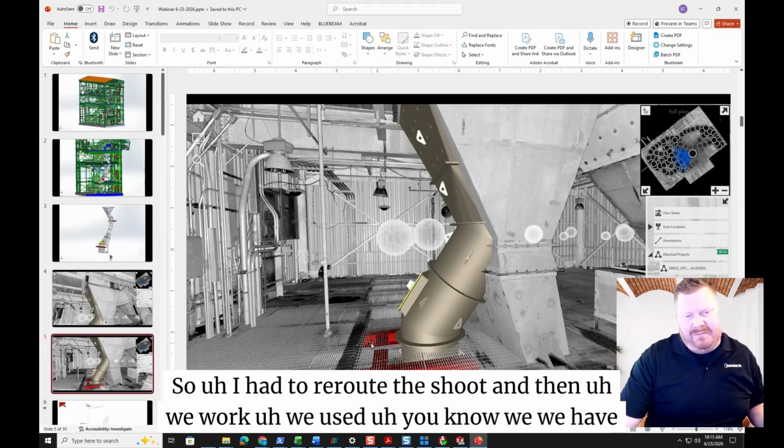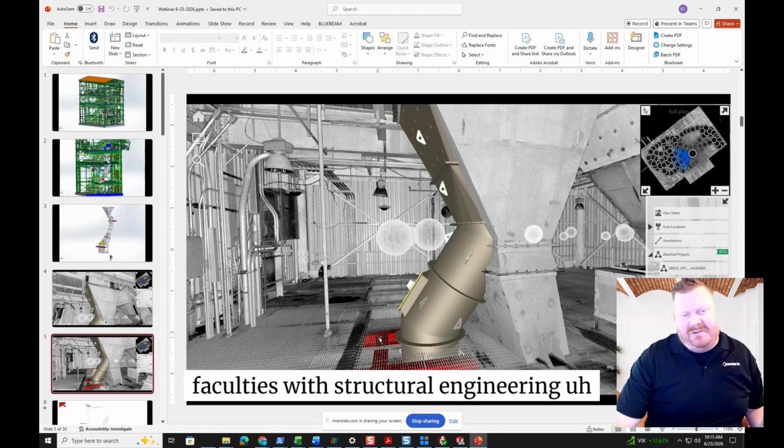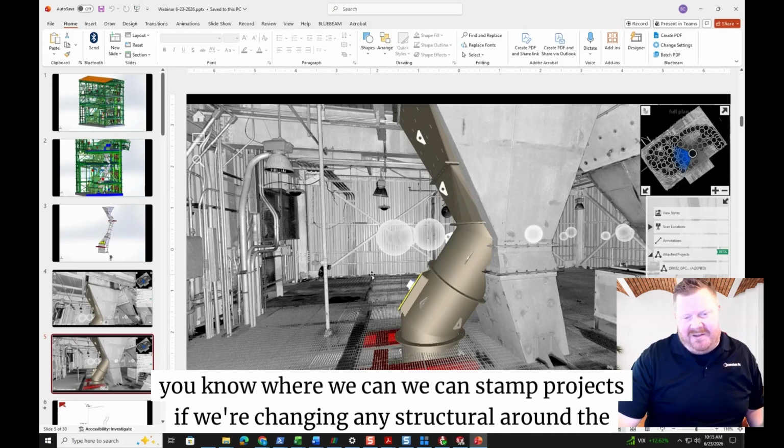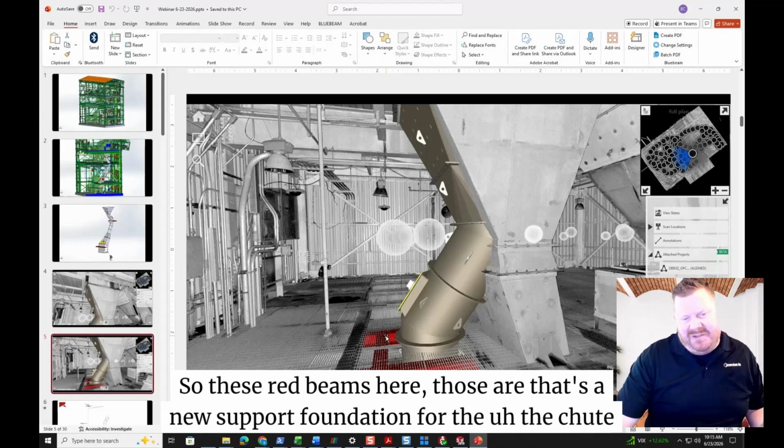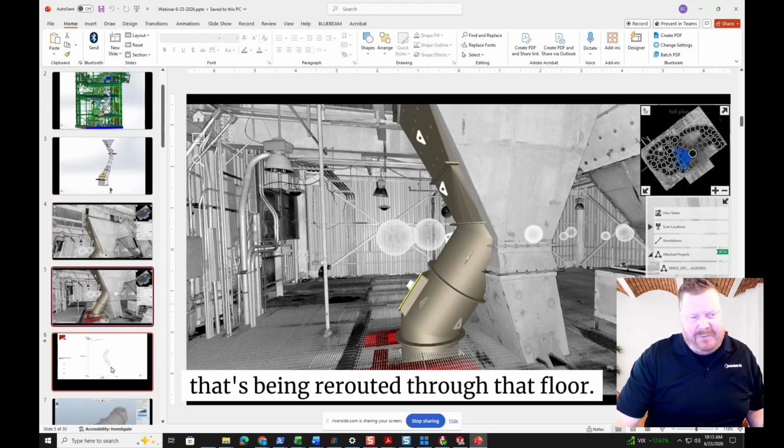we have faculties with structural engineering, where we can stamp projects if we're changing any structural around the floor. So these red beams here, that's a new support foundation for the chute that's being rerouted through that floor.